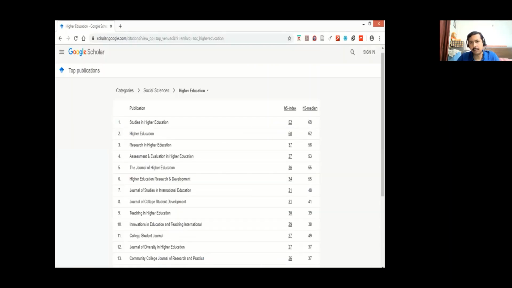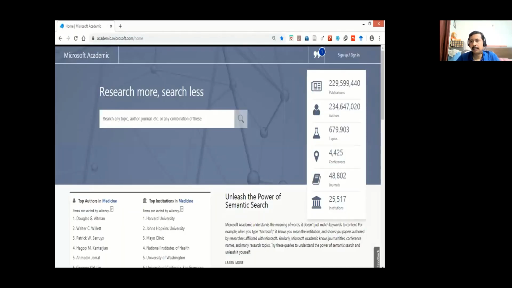Google Scholar also provides a list of top 100 journals in all, including all the subjects, and top 20 journals in each category and subcategory. A counterpart for Google Scholar is Microsoft Academic. If you visit academic.microsoft.com/journals, you will see the top 100 journals listed by topic. Microsoft Academic uses the word topic to denote subject.